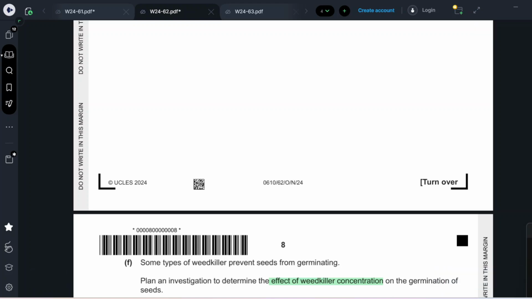Okay, a new experiment, a new idea. Some types of weed killers prevent seeds from germinating. Plan an investigation to determine the effect of weed killer concentration. So I'm going to change the concentration of weed killer. This is my changed variable. And what are the results? Germination of seeds. How many seeds germinated?